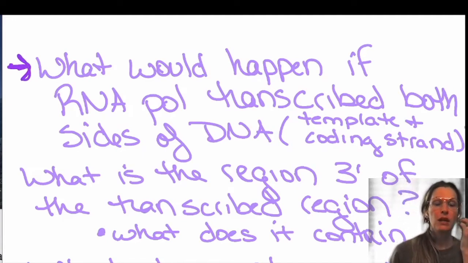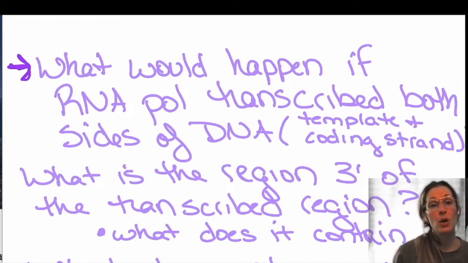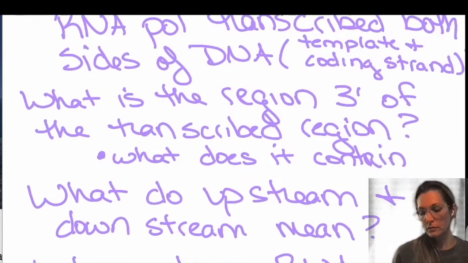What would happen if RNA polymerase transcribed both sides of the DNA? If it transcribed both the template and the coding strand at the same time? It only does one. Remember, it only transcribes the template strand. What would happen if it were to do both?